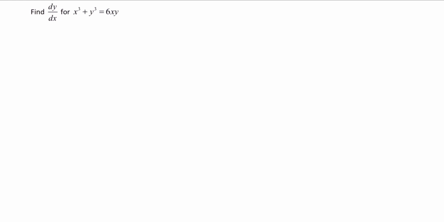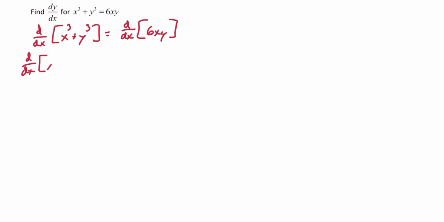In this example, we want to find dy/dx using implicit differentiation. To do that, we take the derivative with respect to x of the left and right sides. Again, dy/dx of left and right sides. Next, we can separate the left side, taking the derivative with respect to x of x cubed and the derivative with respect to x of y cubed.